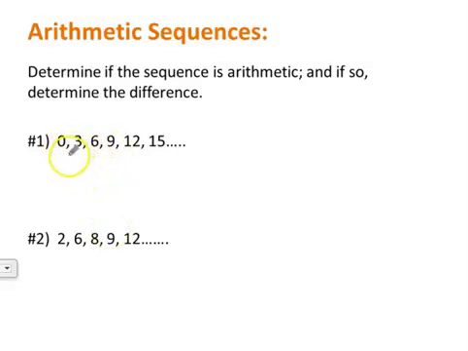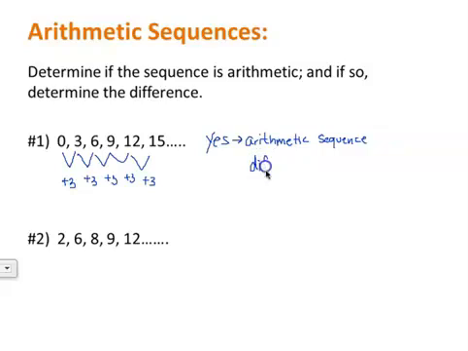All right, so from 0 to 3, how much are we increasing by? 3. So let's see if this is the same amount each time. And it looks like it is. So that means if each of these are increasing by 3, which is the same amount each time, this is, yes, an arithmetic sequence. And because it's an arithmetic sequence, it does have a difference that is equal to 3, positive 3.